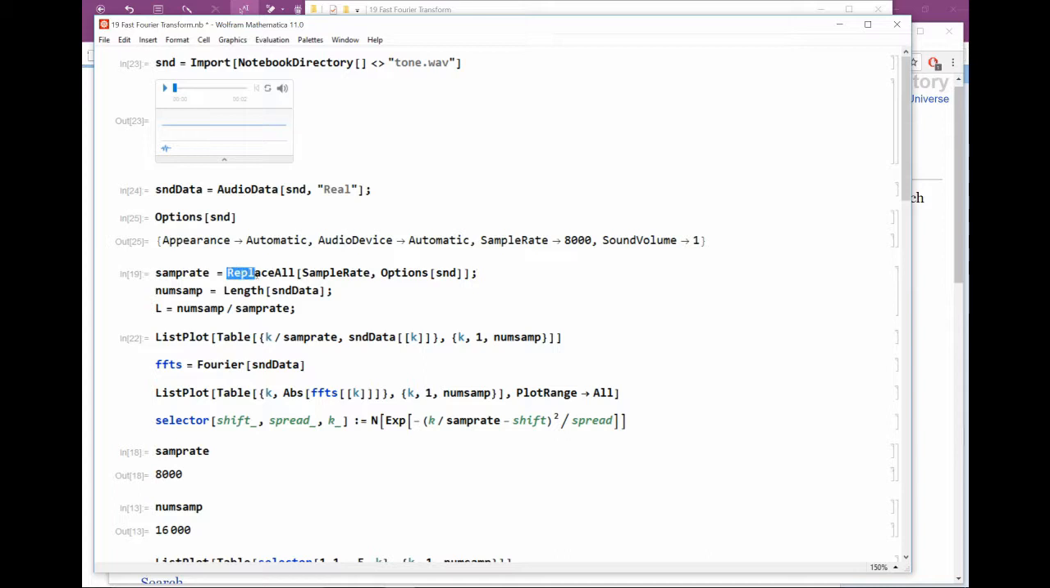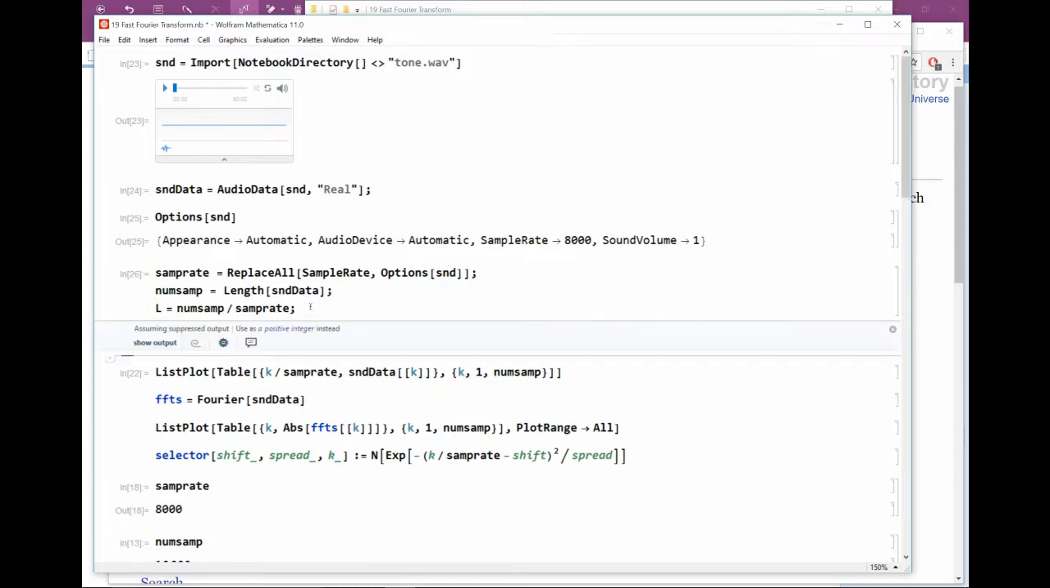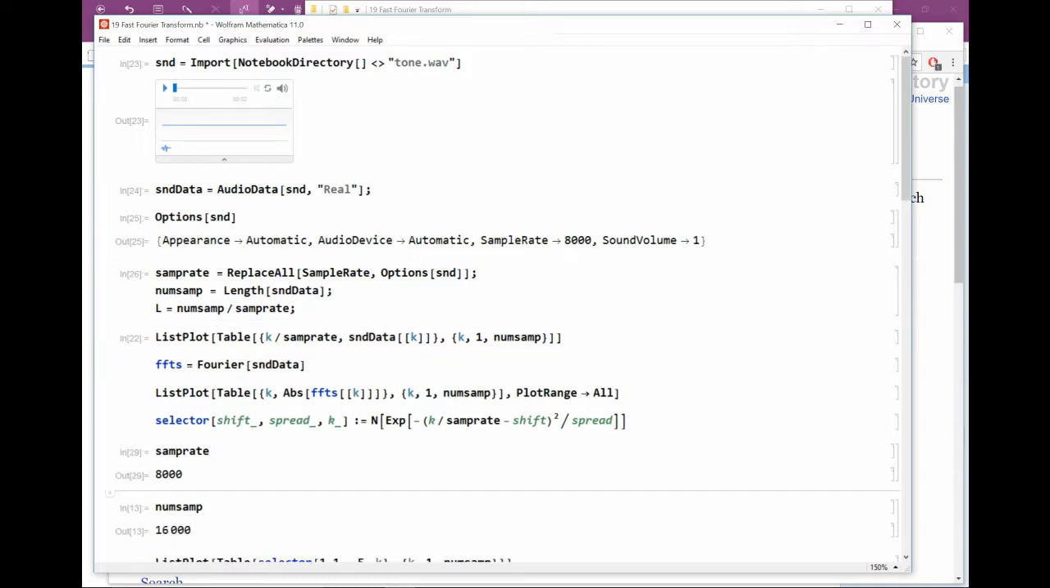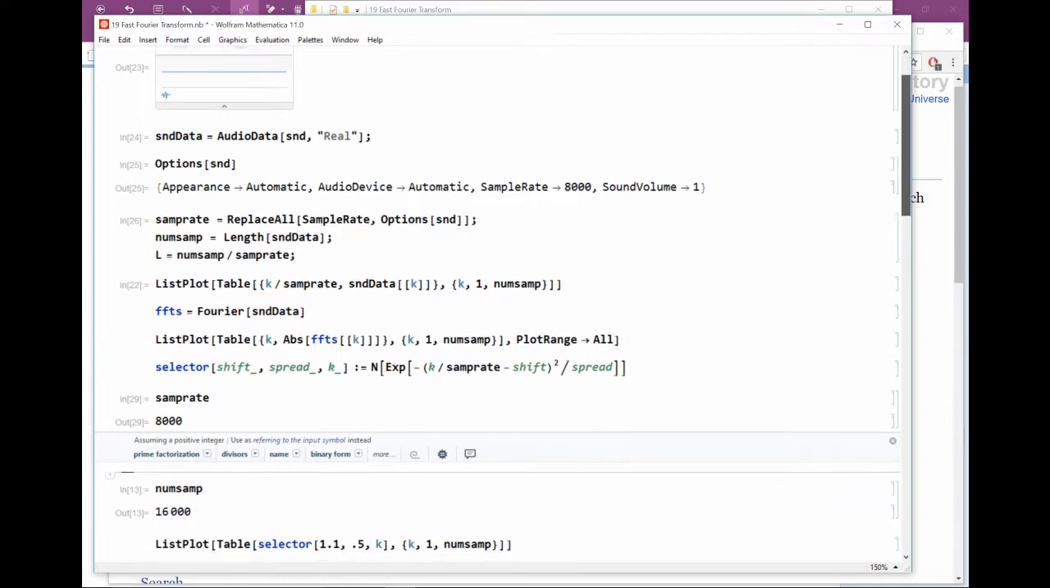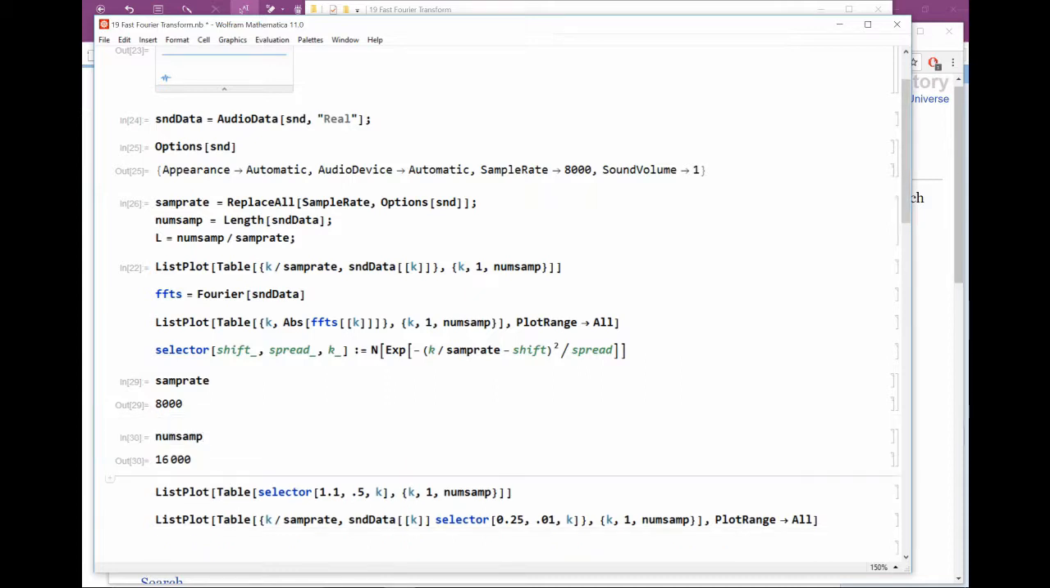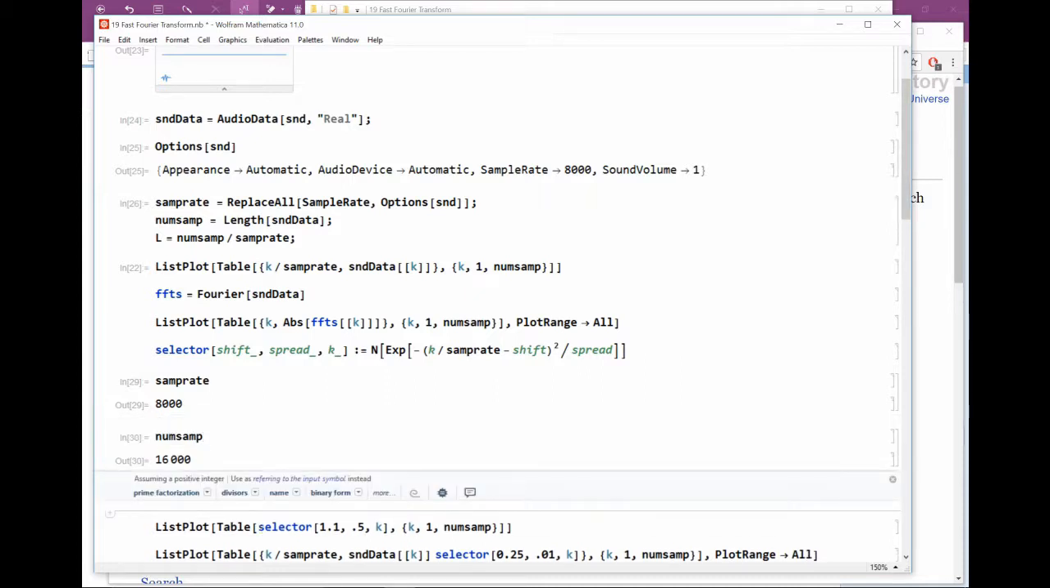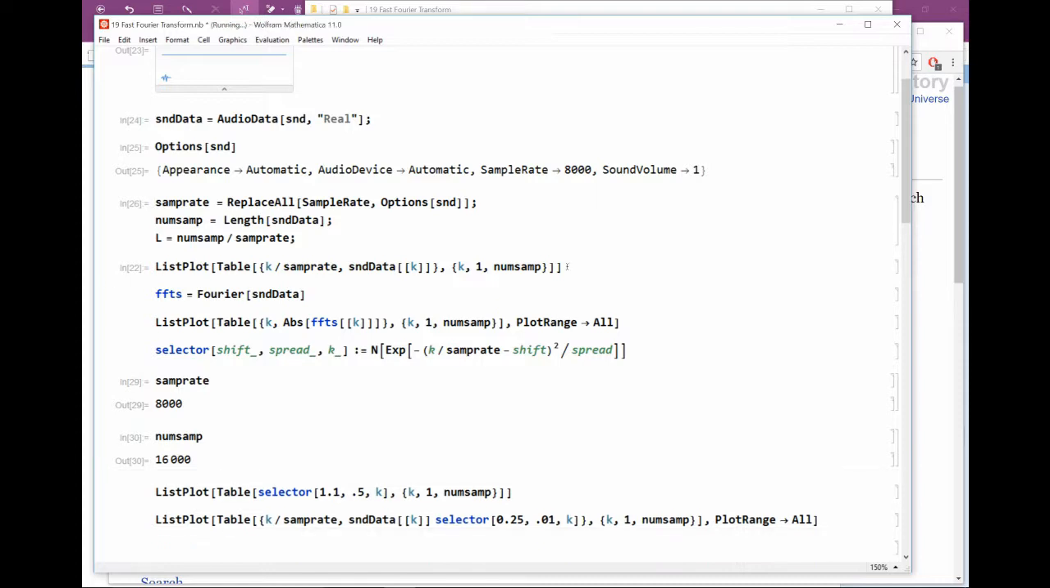So I'm going to extract the sampling rate. I'm going to look at the length of the sound data that we have, and L will be the length in seconds of the sound sample. The sample rate is 8000 Hz. The number of samples is 16,000. That means that we have 2 seconds of recording.